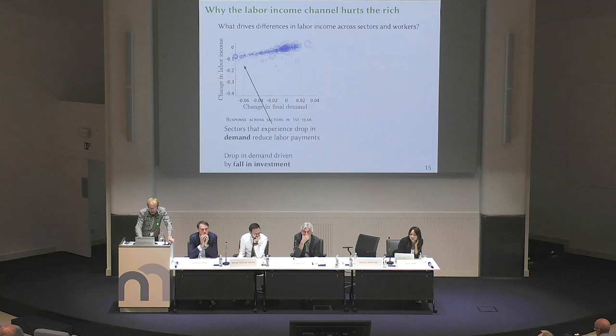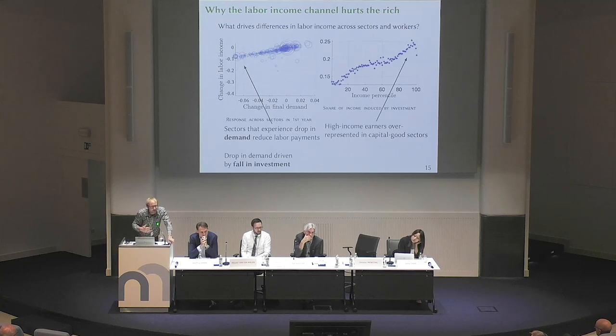So we know that this drop in final demand is most driven by the drop in investment. So the sectors here to the left, those are sectors that produce capital goods. And since investment really drops, these are the sectors that are going to reduce labor payments, either fire people or reduce wages. If I look at the CPS to see where people work, I can see that the high income people tend to be overrepresented in these jobs.